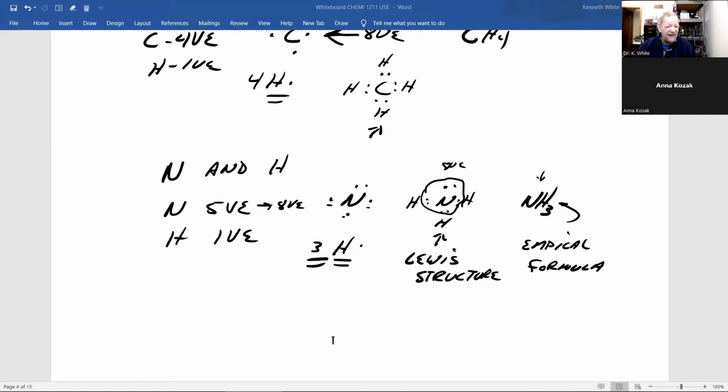And I see one of your colleagues asked about another way, and the answer is yes, you could do it that way. If you want to get to 8, you subtract 5, that means you need 3 valence electrons. And where do you get them? From the hydrogen. Hydrogen only has 1. To get 3 valence electrons, you need 3 hydrogens. And that's how you do it.